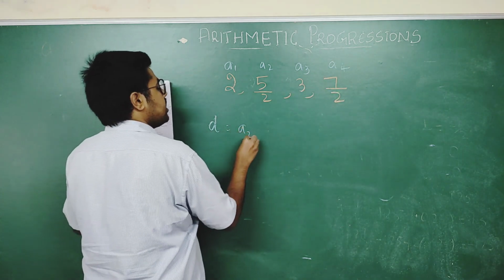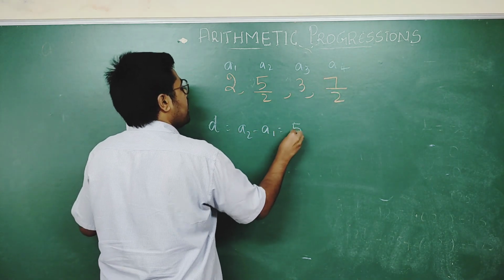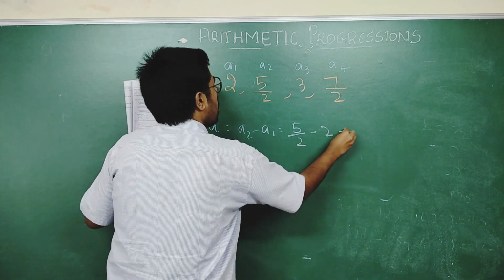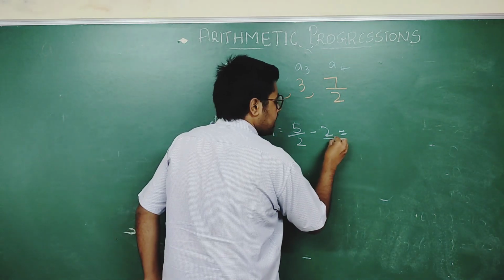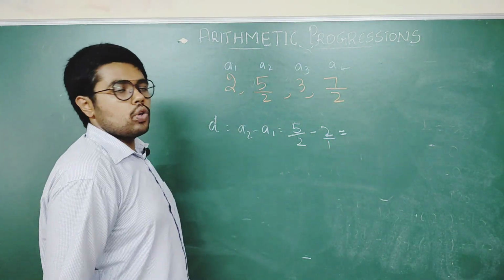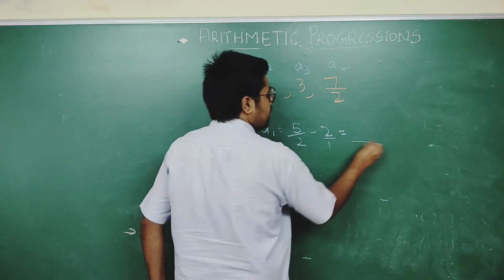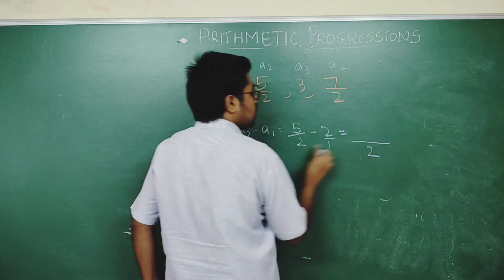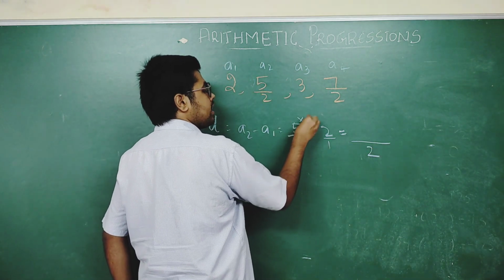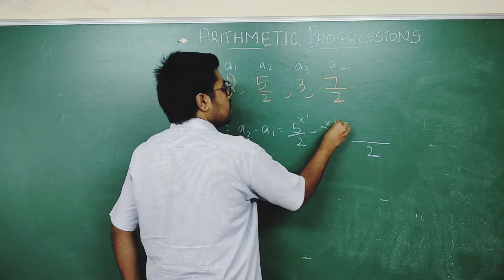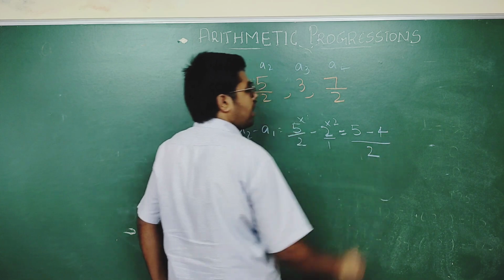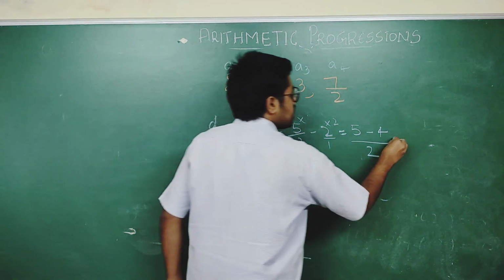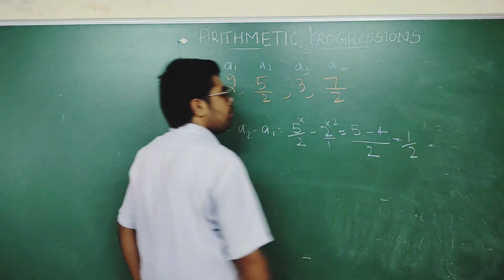So what is the common difference? A2 minus A1, it becomes 5 by 2 minus 2. How to solve this? Be very careful when you solve this. I told you, when there is nothing, just put 1. Now what should we do? We have to multiply the denominators. Multiply and put the same number. 2 ones are 2. Then cross multiply this, 1 here and 2 here. So 5 ones are 5, 2 twos are 4. So 5 minus 4. What is 5 minus 4? It is 1. So 1 by 2 is the common difference here.